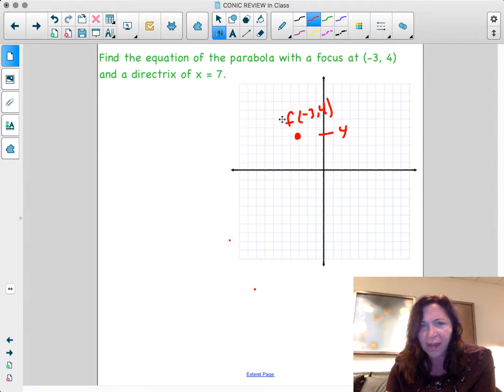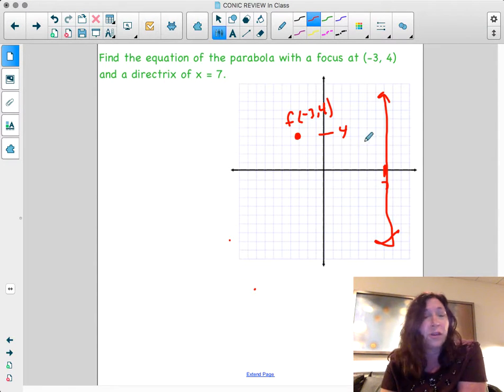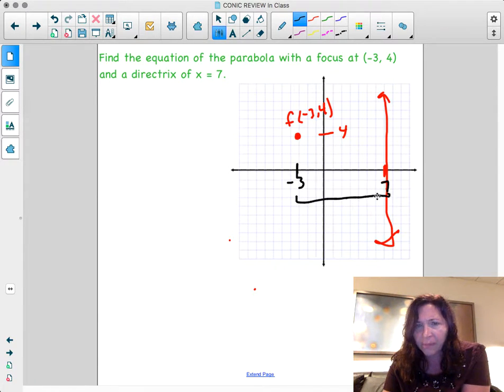I have a directrix at x equals 7. So that means that I'm over here at 7. And so if it's x equals, my line is vertical and it pierces through that. Remember that your vertex is halfway in between your focus point and your directrix. So that means that this distance is -3 here, and this distance is 7 here. That whole distance is 10 from here to here. So if that's 10, that means that I'm going to go over 5. So we're going to go 1, 2, 3, 4, 5. Right there is my vertex, and that point is (2, 4).